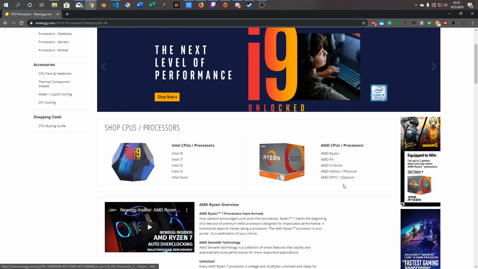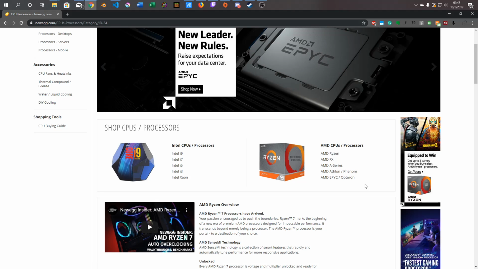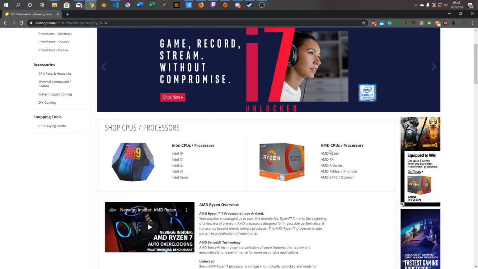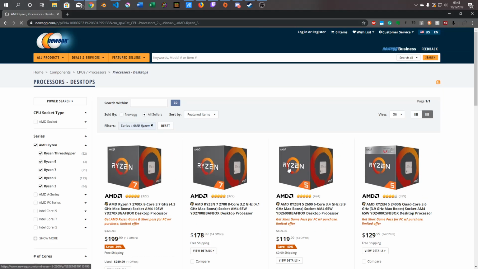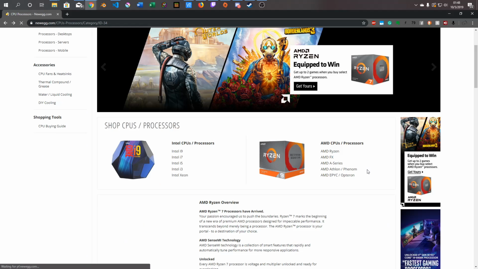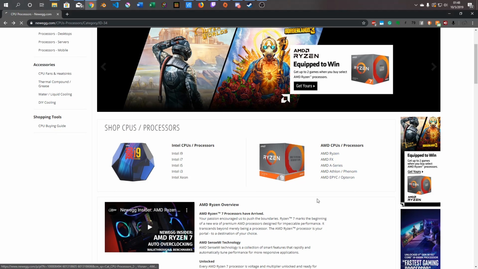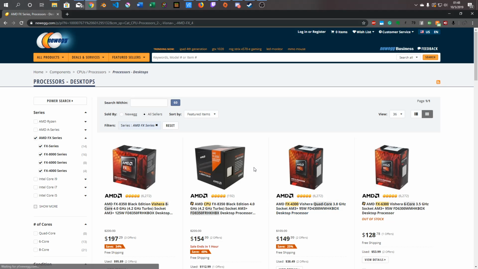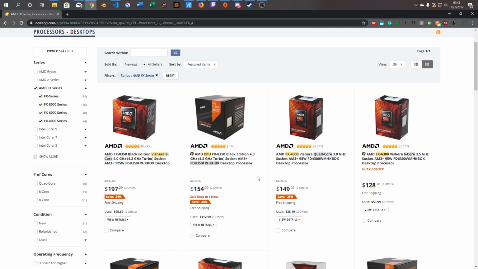These names are just the generation. You can look up what the newest generation is, and anybody can do that. But let's go here and see Ryzen. You know what? Let's actually go to the past and look at FX, because many people still have FX. FX is still a good processor, and it's rather cheap. If you want an FX processor, you can get it for like $197, apparently.